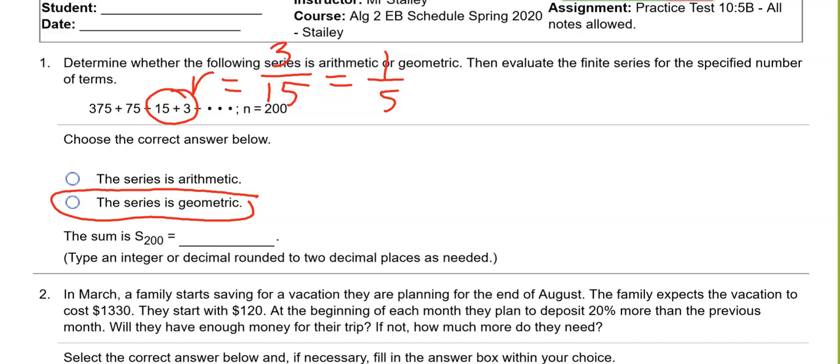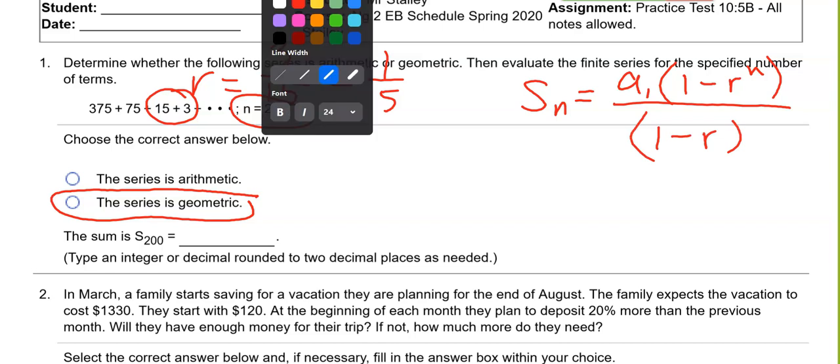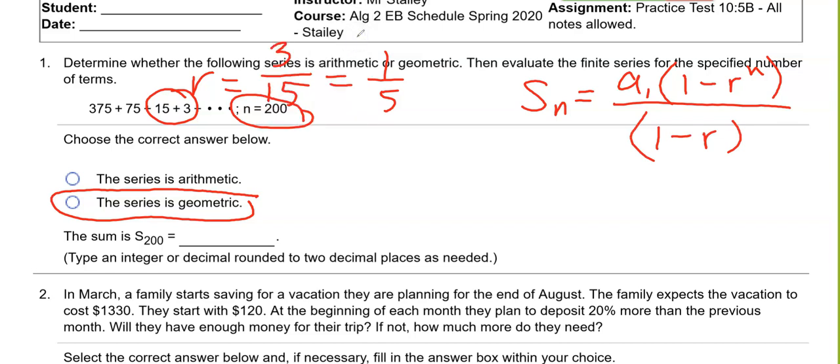Okay, now, how many terms are they asking me to add up? It says right here that they're asking me to add up 200 terms. And the formula that we said we would use is first term times 1 minus r to the n power over 1 minus r.